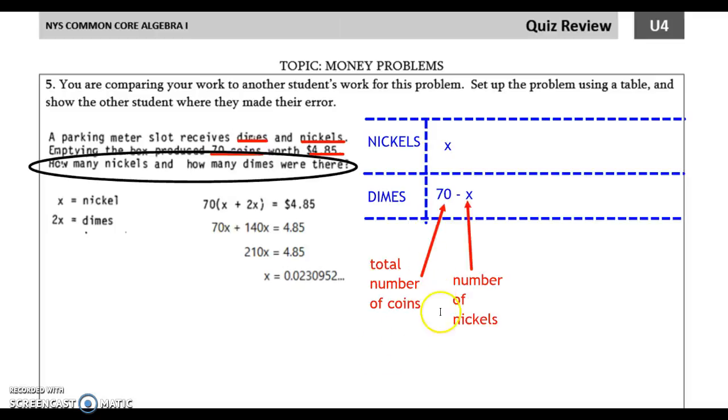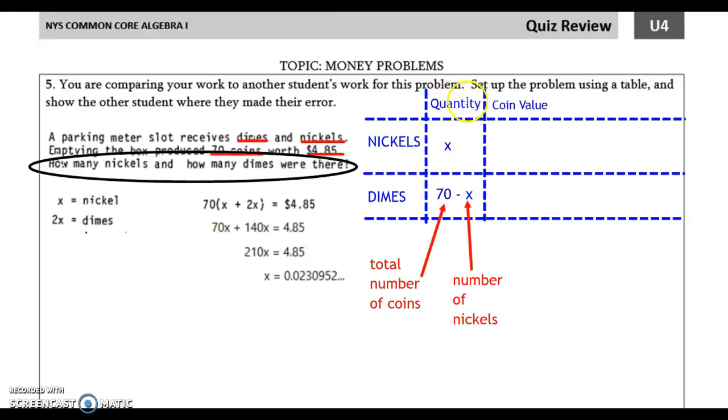I added a note to help comprehend. 70 is the total number of coins that they found, but x is the number of nickels. So if I take the total number of coins and I subtract the number of nickels, I should get the number of dimes because there was only nickels and dimes. Next, I'm going to write down their current market value, how much the coins are worth.